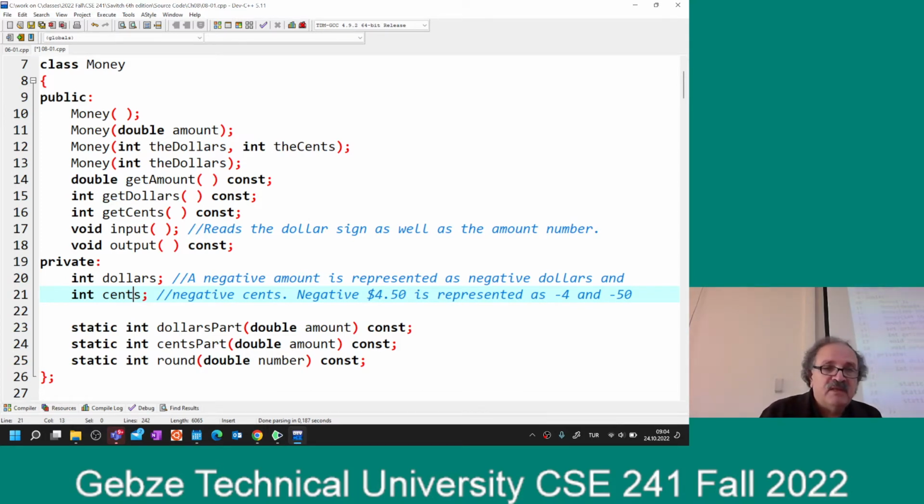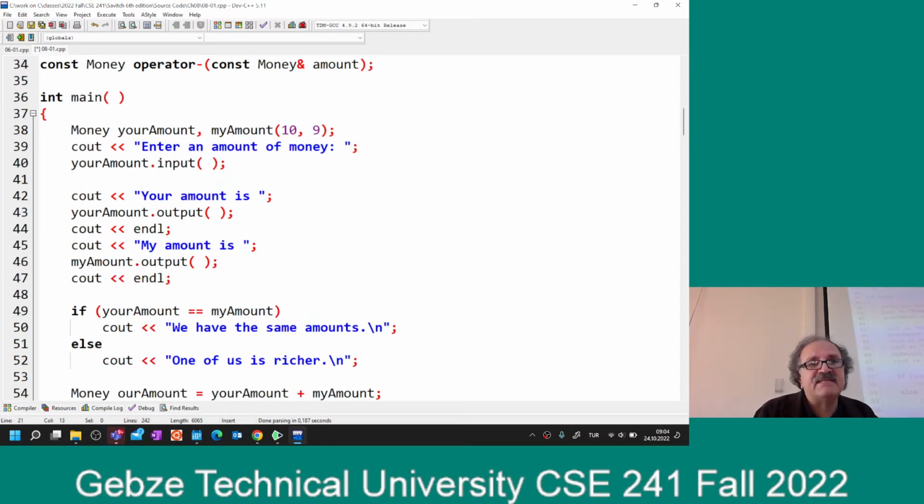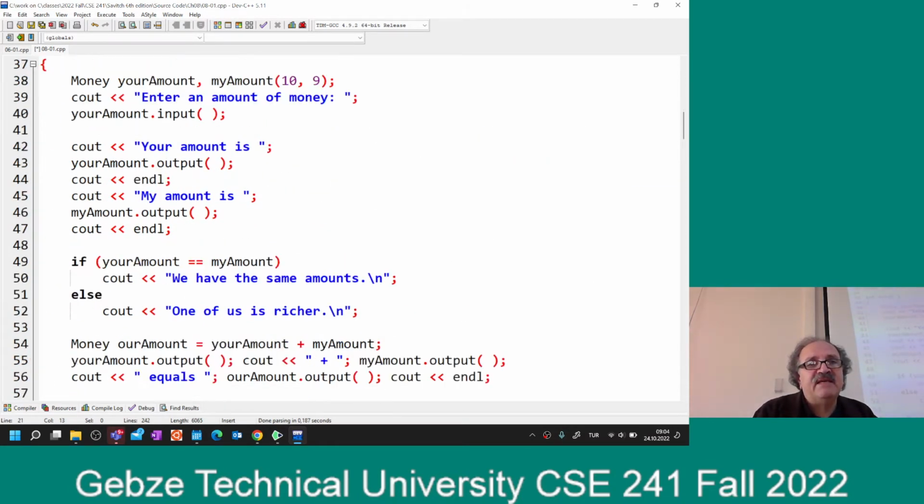So I made them static. Now a little bit happy, but not much happy. I'm going to find a solution to this one when we talk about namespaces later in this semester. Okay, so let's see our main function.